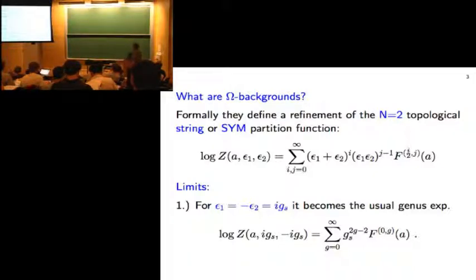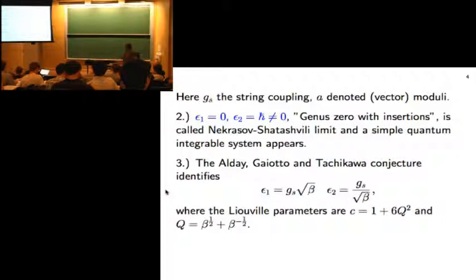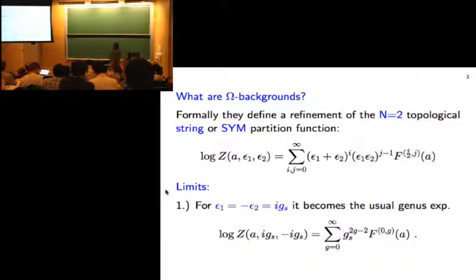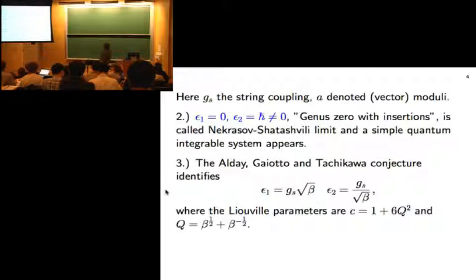This thing has interesting limits, which have been studied a lot, namely for epsilon 1 equal minus epsilon 2 equal g_s, it becomes the usual genus expansion of the topological string. Here g is the genus, and this is the string coupling. And this a is always the vector moduli. When you apply the topological string, then it's maybe more common to name it t, but in Seiberg-Witten it is often denoted a, so I will generally denote this by a. And then there is another limit, which basically doesn't increase the genus anymore. It's just that one of the epsilons is zero, then this second factor vanishes, and only the first factor contributes. So this is, so to say, genus zero with insertions, and this is called the Nekrasov-Shatashvili limit, and a simple quantum mechanical integrable system appears there.